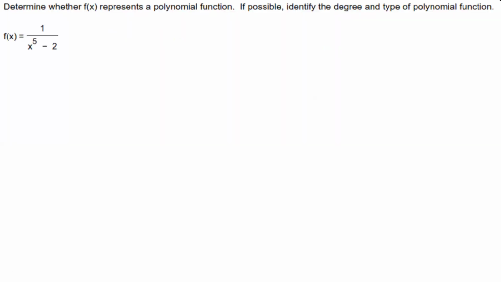All right, so here we're supposed to determine whether f of x represents a polynomial function again, and then if possible, identify the degree and the type. Well, here our x to the fifth is in the denominator. Well, because that's in the denominator, that's not going to be a polynomial because we can't take the 2 to the numerator all at the same time. And so this one is not a polynomial. And as such, we don't have to worry about the degree and all that stuff or what type it is.